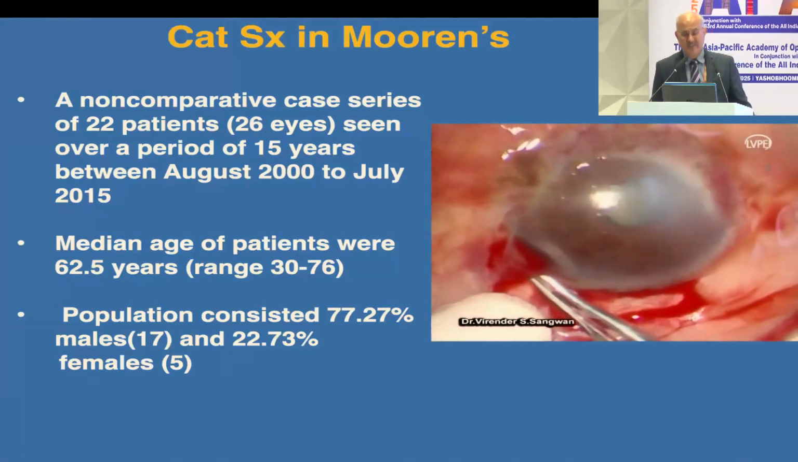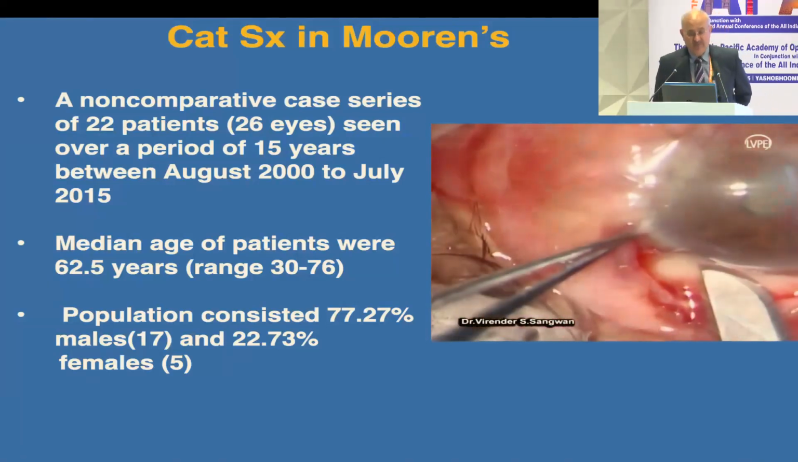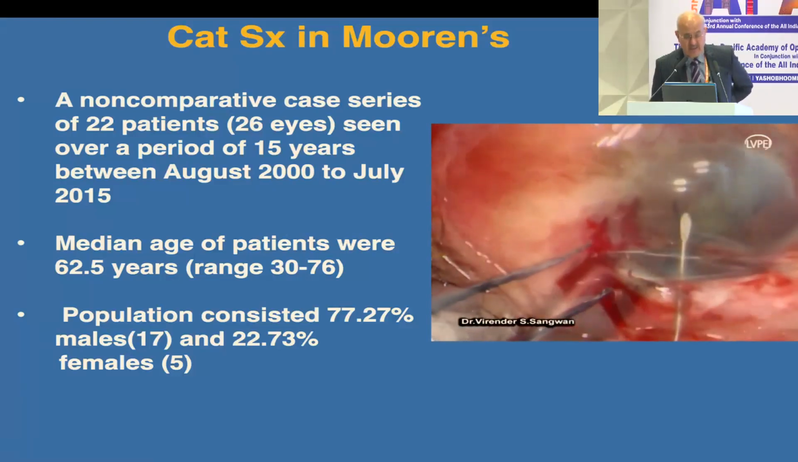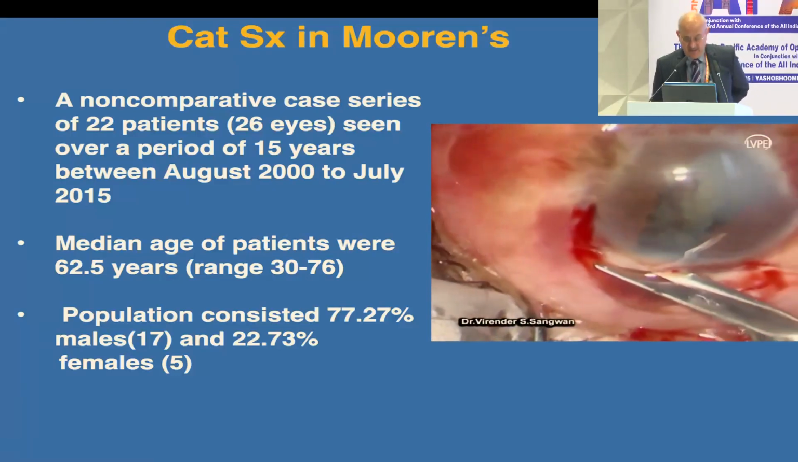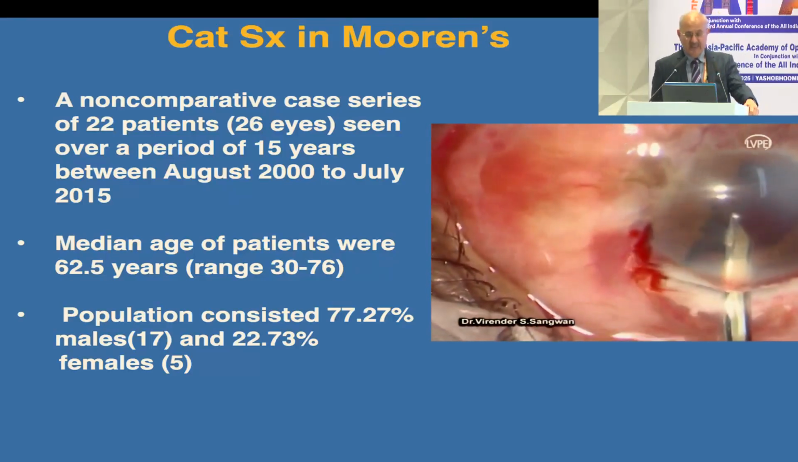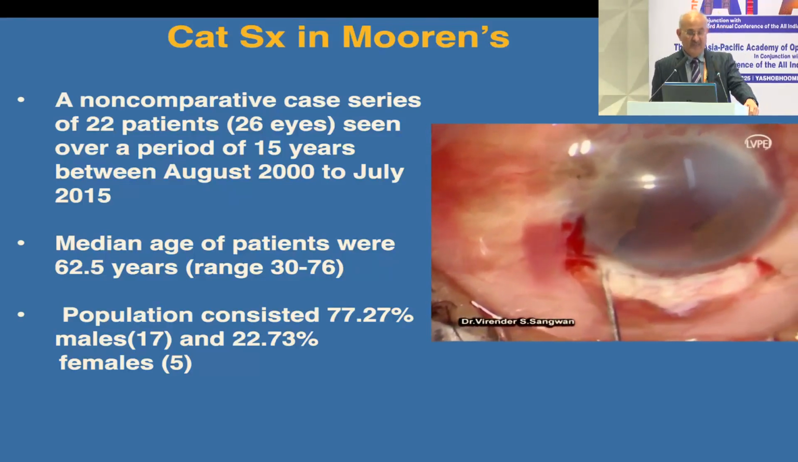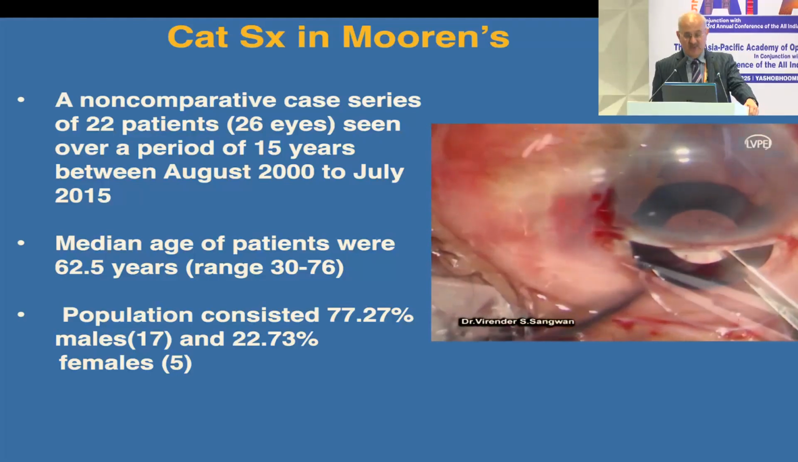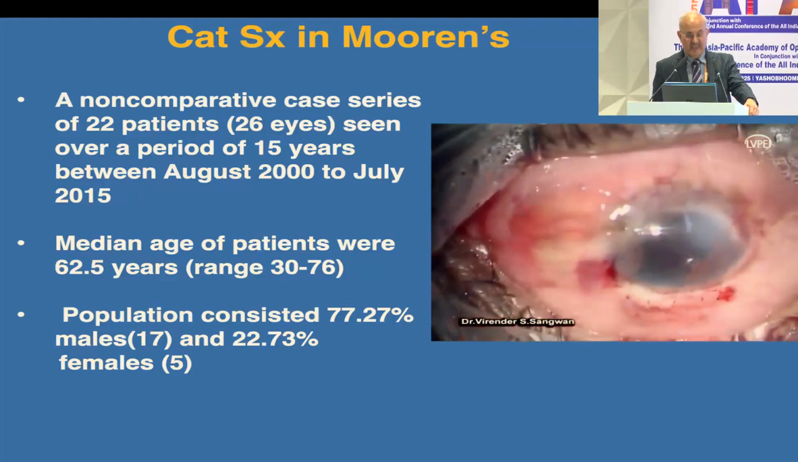After that, we have published a large series of patients of treatment of cataract surgery in Moran's ulcer, and it was published in Cornea, around 22 patients, 26 eyes. Technique-wise, where possible phaco is the first choice if I can do it. If not, then ECCE or SICS.